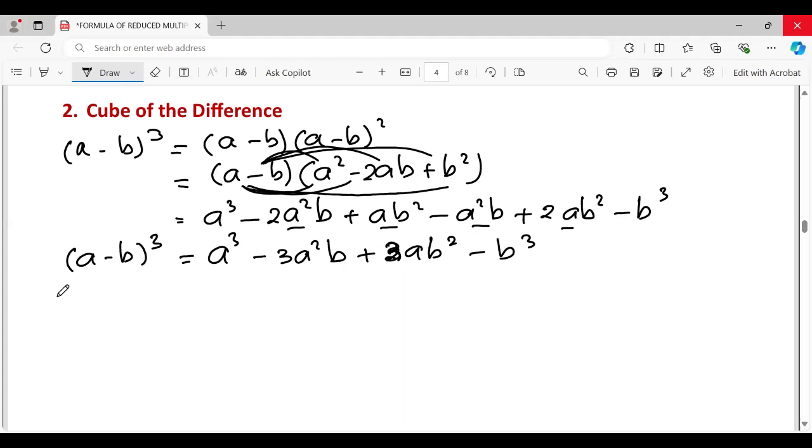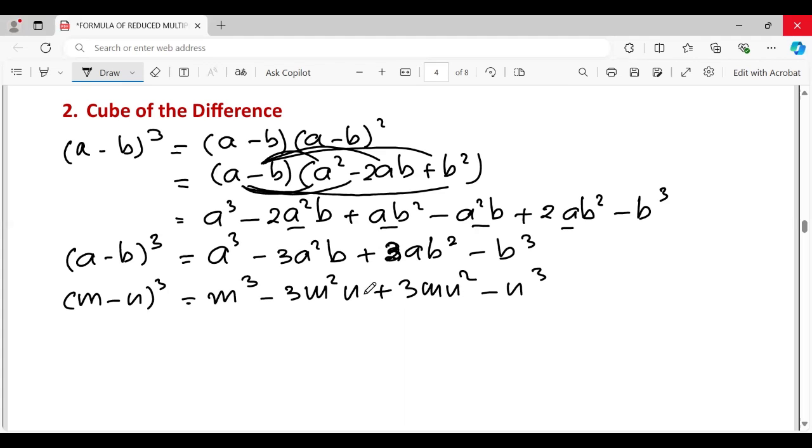So how about m minus n cubed? It is m cubed minus 3m squared n plus 3mn squared minus n cubed. How about x minus y cubed? It's going to be, sorry, x, I mean x.